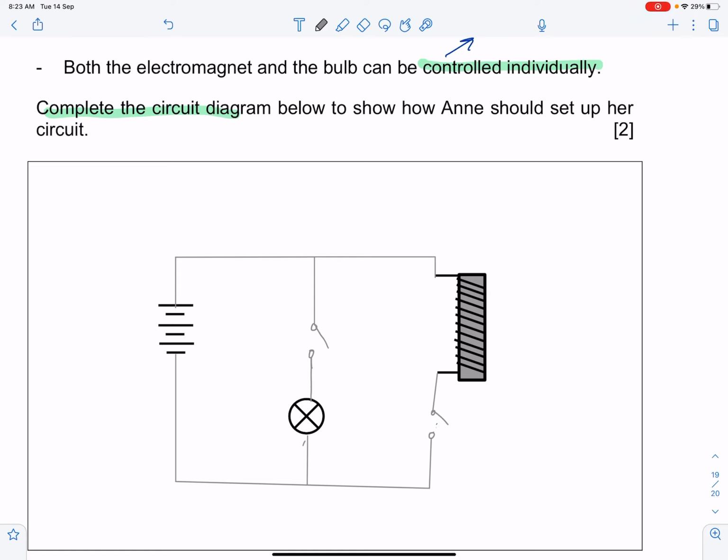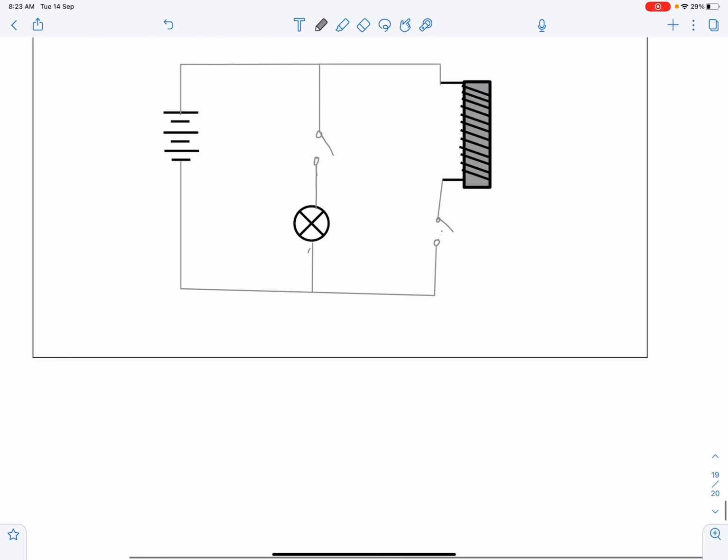Okay, this is how it should look like. Straight lines, pencil, no gaps. Very straightforward. Next.